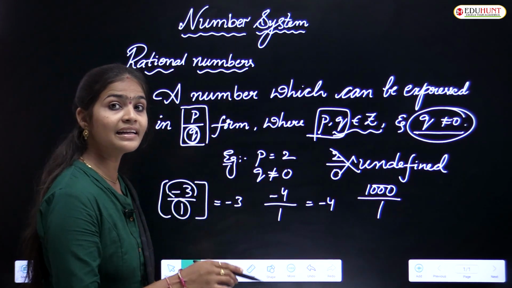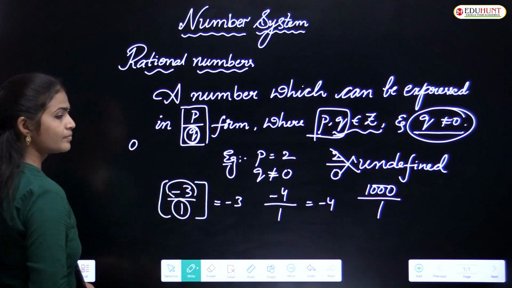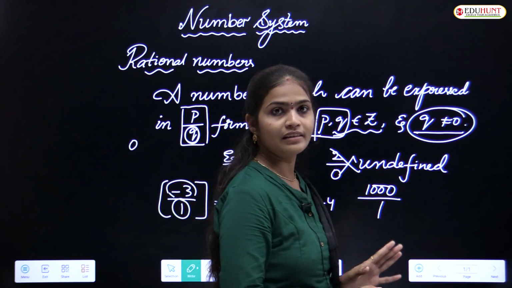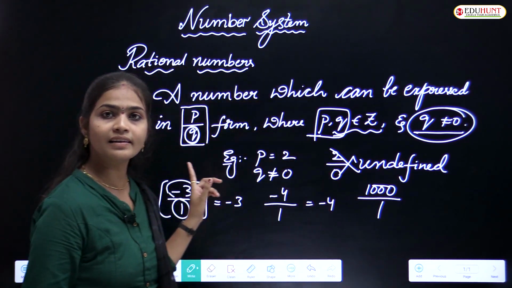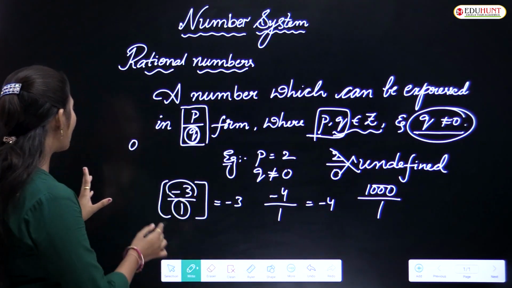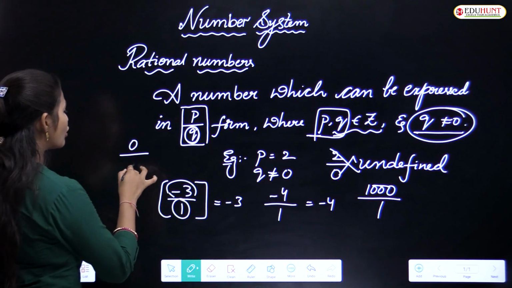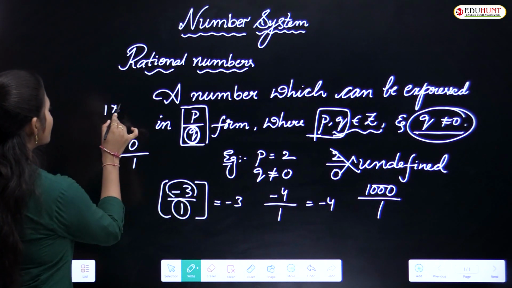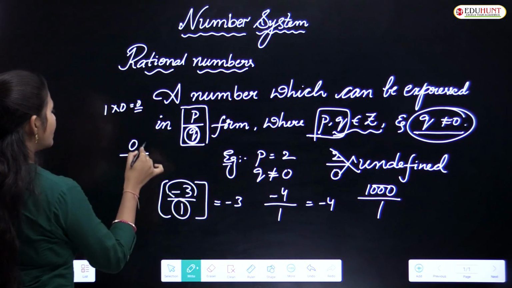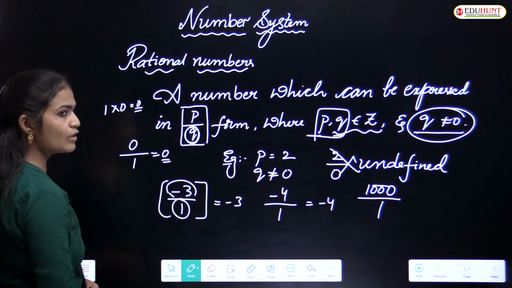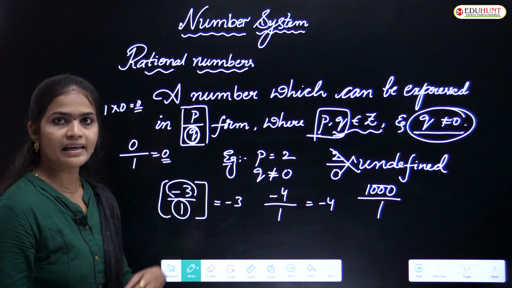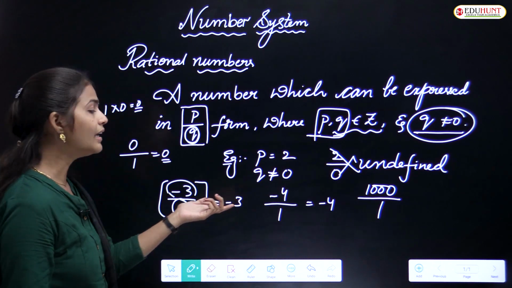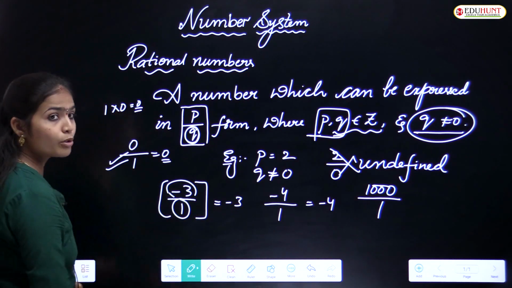Here you can take 0 in the numerator. I told you that 0 should not be taken in the denominator place, but we can take it in the numerator place. Why? Because 0 by 1, 1 into 0 is equal to 0. So in the quotient you will get 0 only, no? Any number by 1, you will get the same number itself. That's why we can represent 0 by 1.